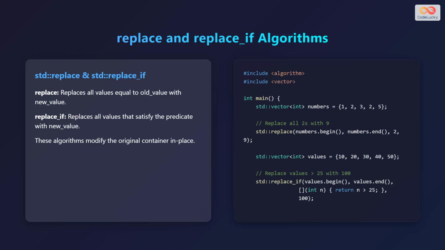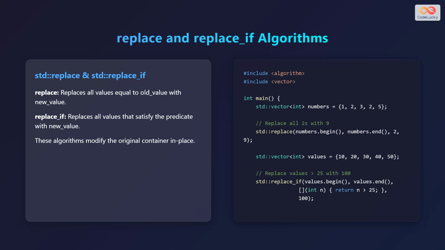Now let's look at a code example. First, we include the necessary headers, which are algorithm and vector. Inside the main function, we create a vector of integers named numbers and initialize it with some values. Then we use the replace algorithm to replace all occurrences of the value 2 with the value 9. The replace algorithm takes 4 arguments: the beginning iterator of the numbers vector, the end iterator of the numbers vector, the old value, which is 2, and the new value, which is 9.